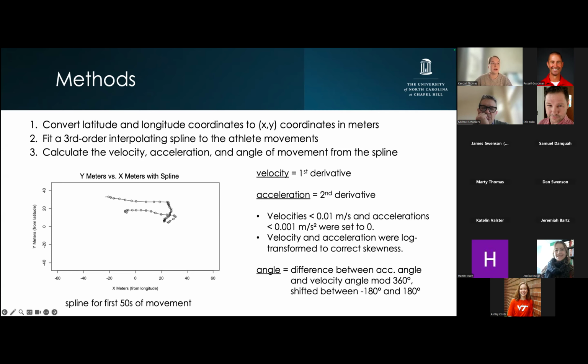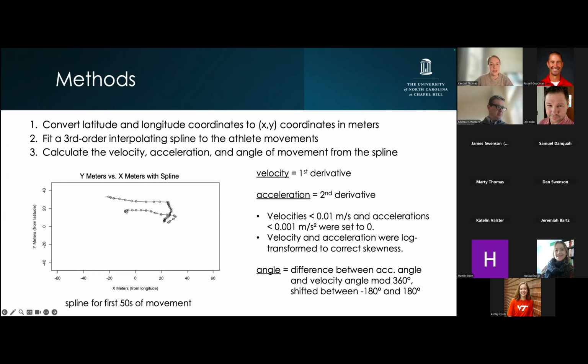And then we were able to threshold some of those down to 0 just to make it a little bit easier. And we also did a log transformation to correct some skewness in the velocity and acceleration. So from now on, when I refer to velocity or acceleration, I'm actually referring to the log corrected version. But it's just easier to kind of refer to those as our velocity and acceleration.